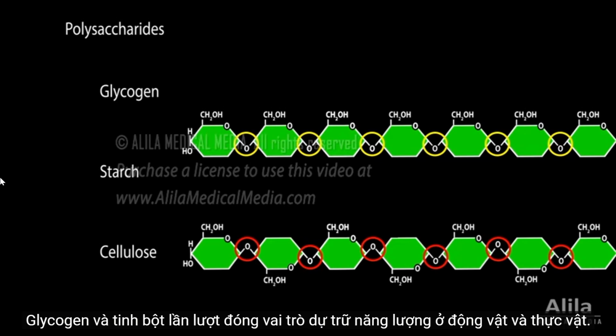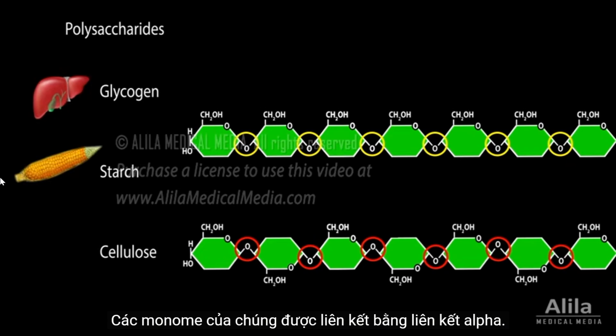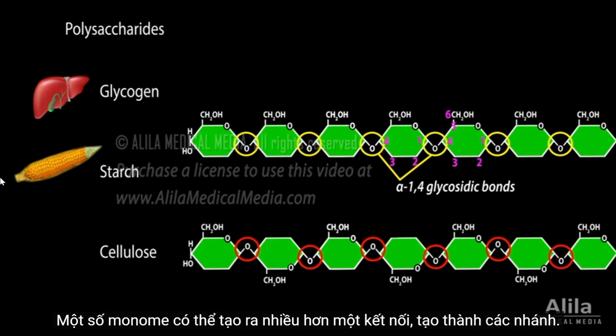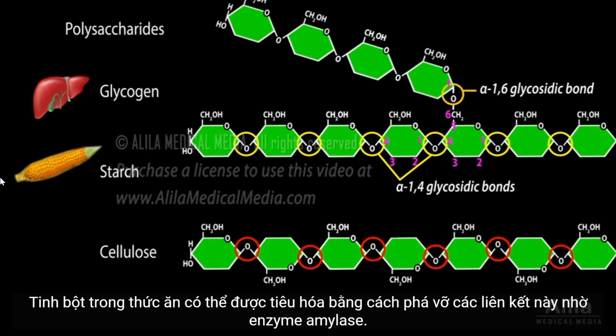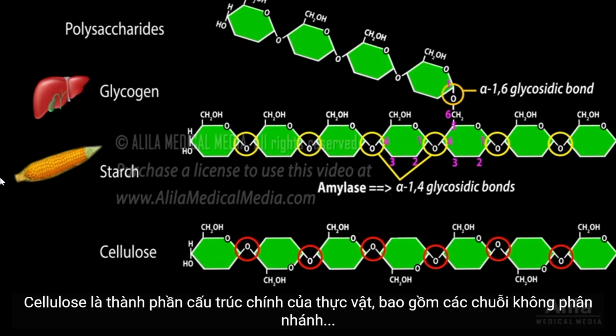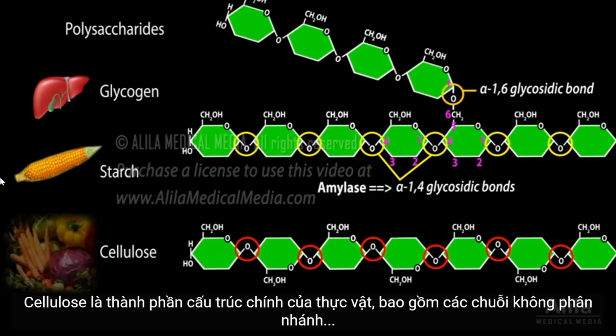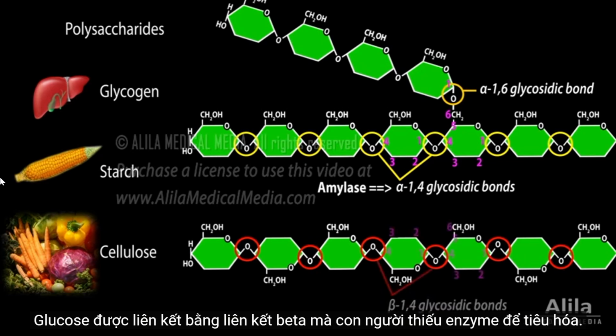Glycogen and starch serve as energy storage in animals and plants, respectively. Their monomers are bonded by alpha linkages. Some monomers can make more than one connection, producing branches. Starch in food can be digested by breaking these bonds with the enzyme amylase. Cellulose, the major structural component of plants, consists of unbranched chains of glucose bonded by beta linkages, for which humans lack the enzyme to digest.